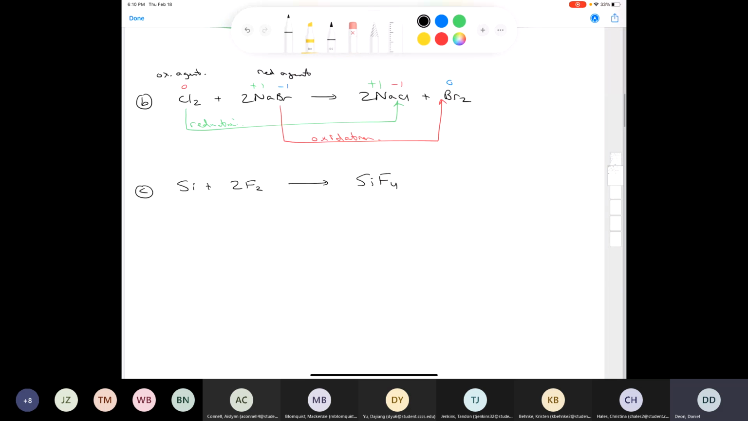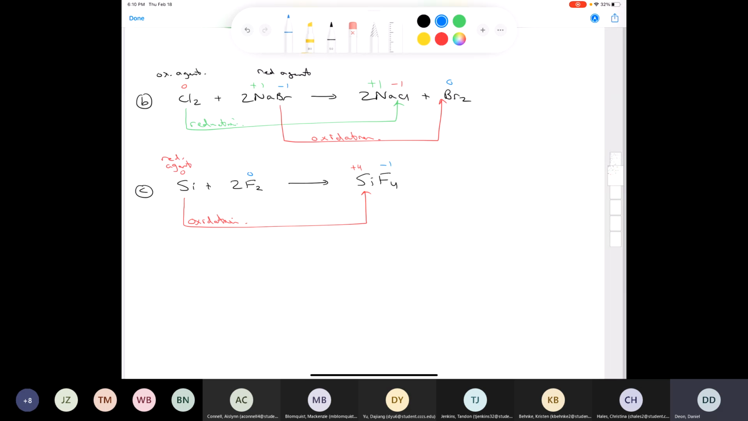Let's look at the next one here. So I have silicon and fluorine. Both of them have an oxidation number of 0 for the silicon and 0 for the fluorine. In silicon tetrafluoride, fluorine is always -1. That's a rule that we looked at. If we have -1 times 4, that gives us -4, which means our silicon must be +4. So our silicon goes from 0 to +4, and it lost electrons. Losing electrons is oxidation, so this is oxidation. That would mean the silicon is the reducing agent.